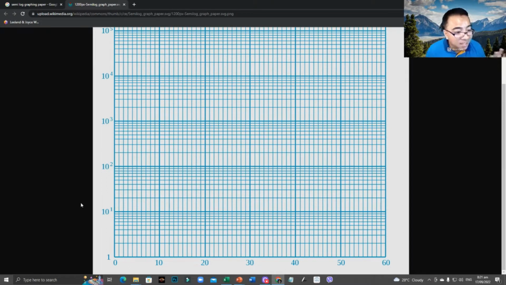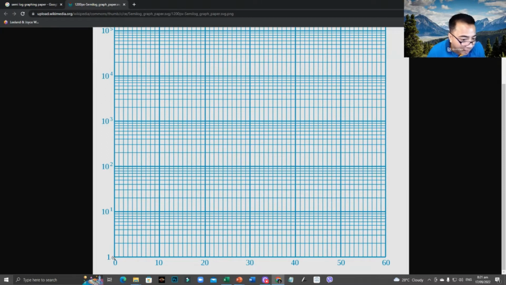Alright? Semi-log means only one axis follows the logarithmic scale. The y-axis is the only one that follows the logarithmic scale, while the x-axis follows the arithmetic scale. So every tenths here, class, is a log scale. Meaning, logarithm is always based on the power of tens. So every scale here should have its value multiplied by 10.